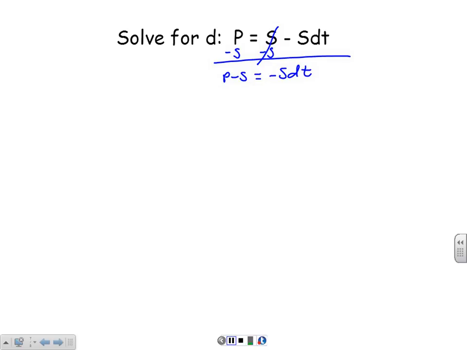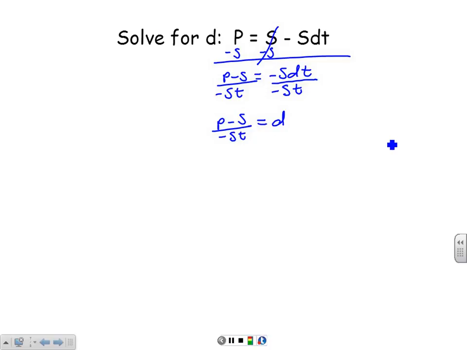Now, on the right hand side, I have straight multiplication, and I need to get d by itself. So the opposite of multiplication is division, and I'm going to divide by exactly what I need to get rid of. I need to get rid of that negative sign, the S, and the t. So I'm going to divide both sides by negative S t. On the left hand side, I have P minus S over negative S t is equal to, negative divided by negative is positive, that goes away. The S's go away, the t's go away, and I'm left with just d. Now, you may want to cancel out the S and the S, but you cannot because the P minus S is a group. So this is your answer.